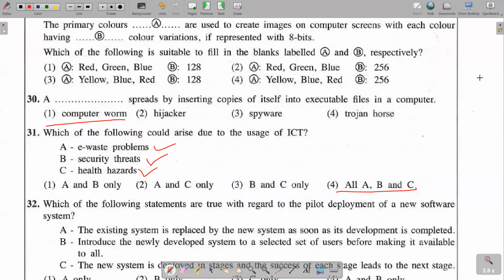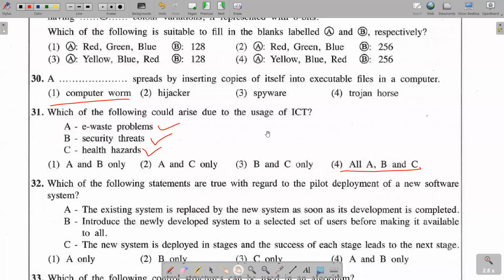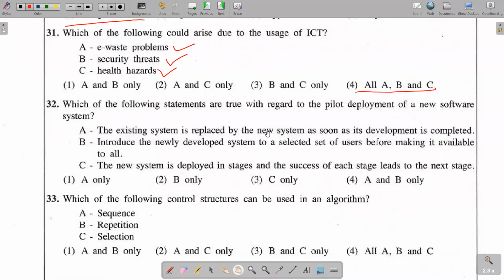Then 32nd. Which of the following statements are true with regard to the pilot deployment of a new software system? It says the existing system is replaced by the new system as soon as its development is completed. No, that's not the pilot case. Pilot is going to implement the system first in a small place, then in the entire organization. So A is wrong. Then, introduce the newly developed system to a selected set of users before making it available to all. Yes, that is what the pilot deployment does.